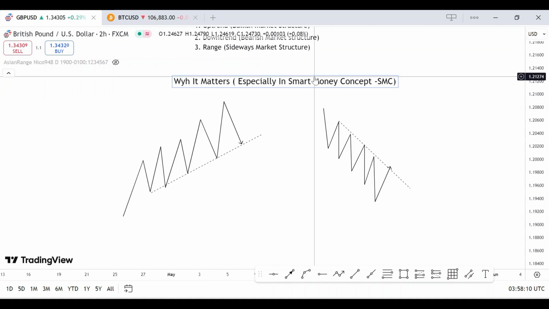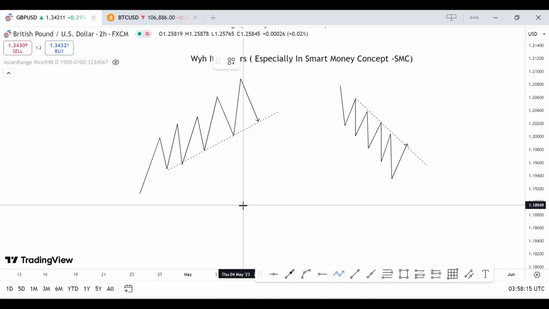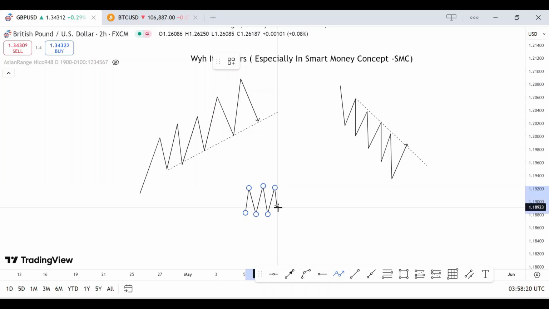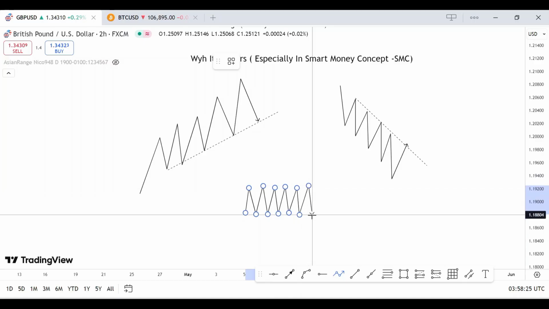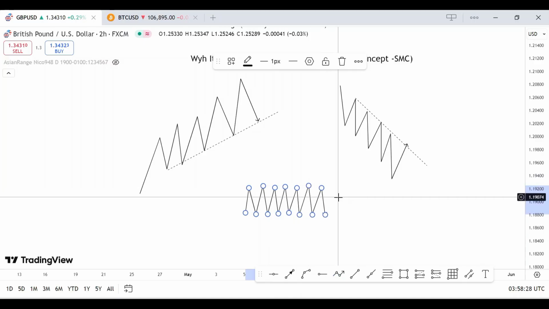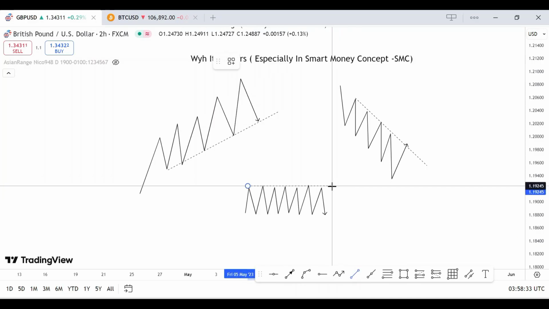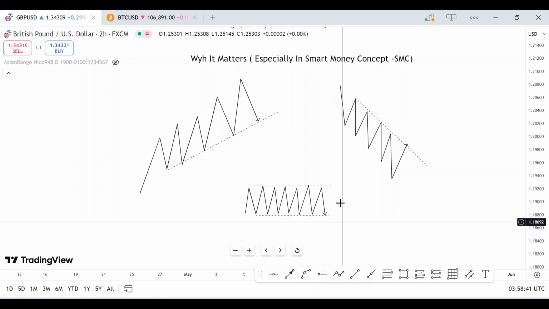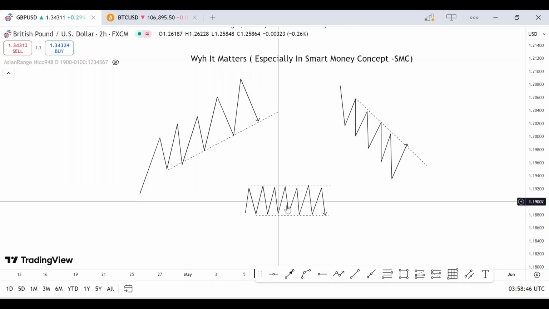So number three there is the range, sideways market structure. It looks something like this. You can clearly see that the market does not have a direction. It keeps ranging in one particular spot. It is going neither to the upside nor to the downside. It's just in one particular spot. This is an example of a ranging market.